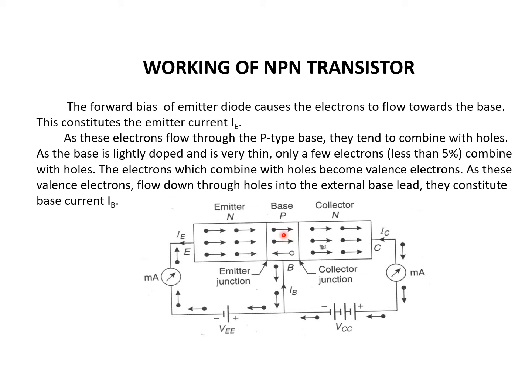So, the electrons which are combined with the holes become valence electrons. As these valence electrons flow down through the holes into the external base lead, they constitute base current. However, this base current is very much less when compared to emitter current. The emitter current is about 100%. The base current is less than 5%. So the remaining 95% of electrons move towards the collector junction.